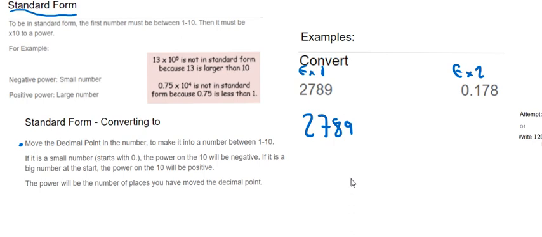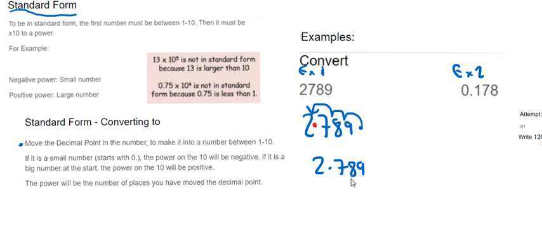I'm going to take that 2789, and if you don't see the decimal point in a number, then it's always at the end. So that's the same number as 2789.0. You just don't really need to put in the 0.0. I'm going to move the decimal point to make it into a number between 1 and 10. So I'm going to move it in between the 2 and the 7, because if I put it in there, that will turn it into 2.789. And that is a number between 1 and 10, 2.789.